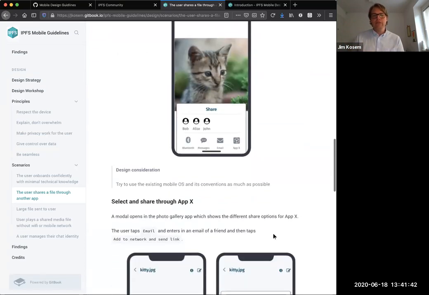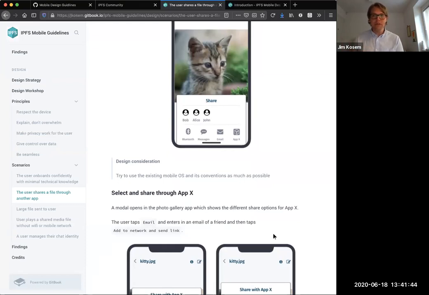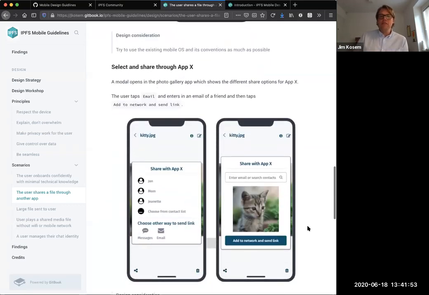And again, the design consideration is about using stuff people are already doing. Don't make their lives more painful. That's the number one concern when you're trying to base things around the users: don't make it worse, right? And they decide to select and share that.